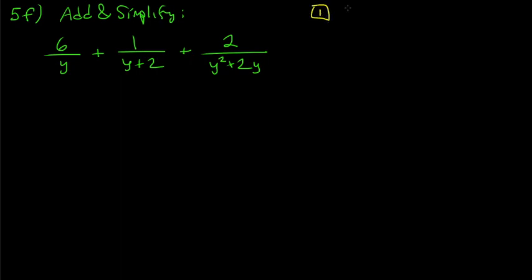So as always, we have to find the LCD. Let's factor all the denominators. The first denominator is y. y is y. There's nothing to factor. It's prime. The second denominator is y plus 2. That's also prime. The third denominator is y squared plus 2y. Well, you can factor out the GCF, which is y. So the third denominator is y times y plus 2.